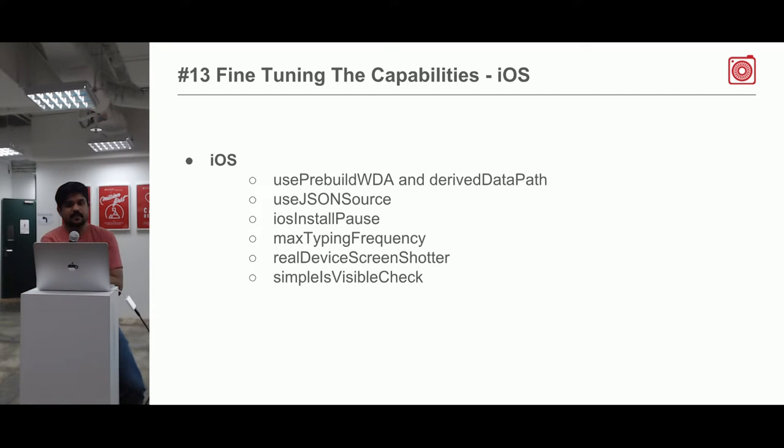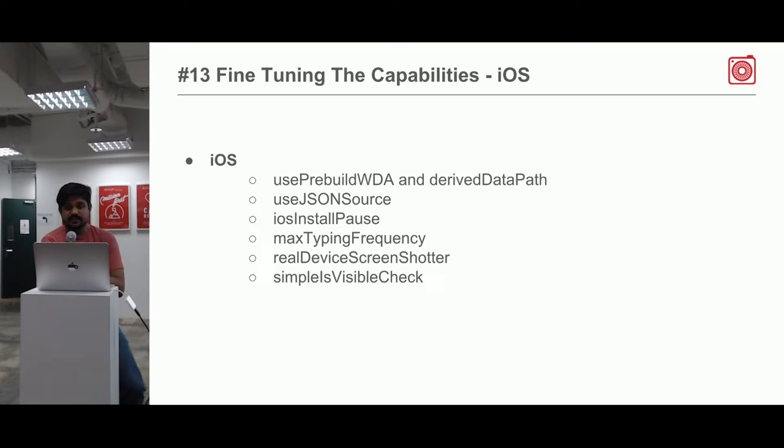Max typing frequency, basically it's the speed at which Appium types on the keyboard. You can control it. By default, I think it's 60, so you can increase or decrease it based on your requirement, which means the typing speed will be slower or faster.